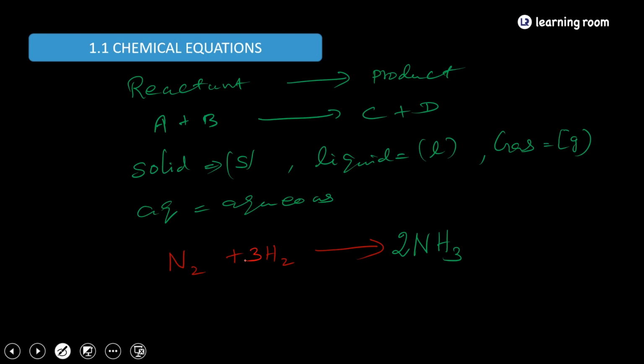So look here, on the reactant side, nitrogen is 2, hydrogen is 6. On the product side, nitrogen is 2, hydrogen is 6. So according to the law of mass action, both sides are balanced.